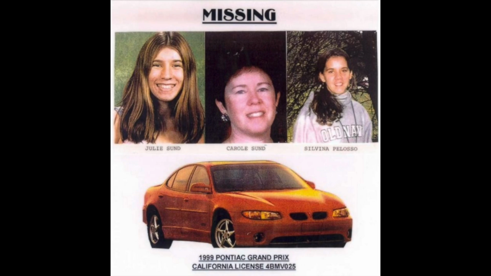But as time went on, concerns grew for the missing women, and as you can imagine, their families were so worried about them, and Carole Sund's father actually offered a $250,000 reward for information regarding the whereabouts of his daughter and his granddaughter Juli and Silvina. And he also went out searching for the girls himself. He would just drive around Yosemite in his car looking for them, and in his car he had like blankets and rope, just anything that they might need in case he found them.